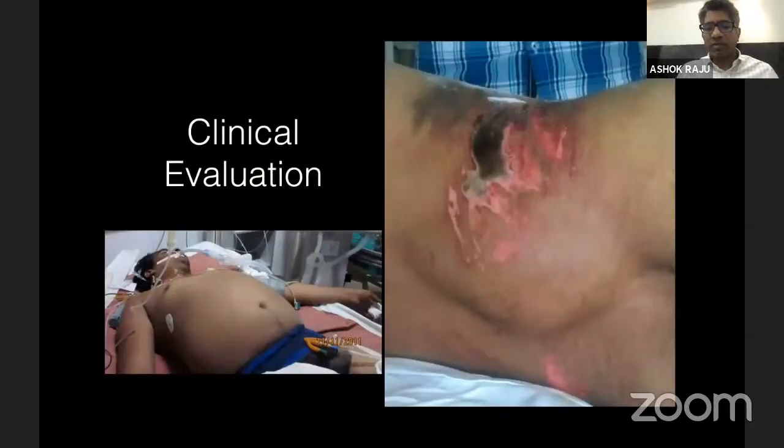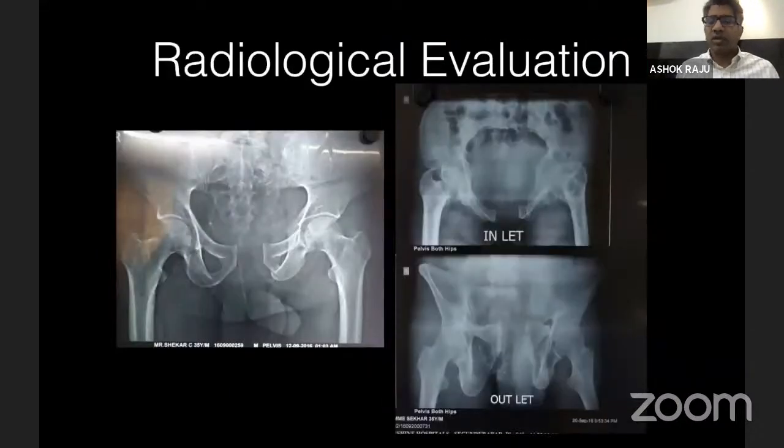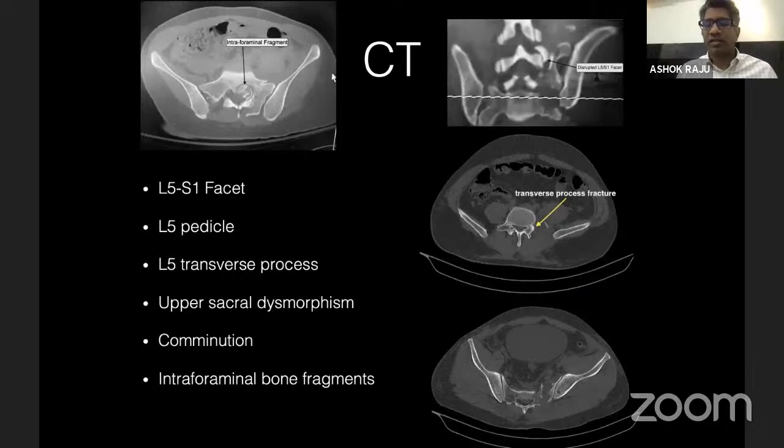Now, coming to management, the most important thing is that you have to evaluate him. He should be hemodynamically stable when you're planning for it, and look for a lesion like this, which is a degloving injury. These are contraindications for doing a lumbopelvic fixation or triangular fixation. You do an inlet view and an outlet view. You have to evaluate the radiograph, then get a CT scan done. The CT scan helps us to understand the morphology of the fracture pattern of the sacrum.